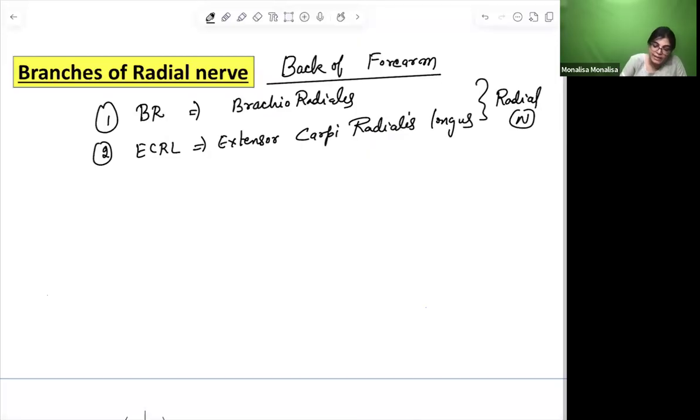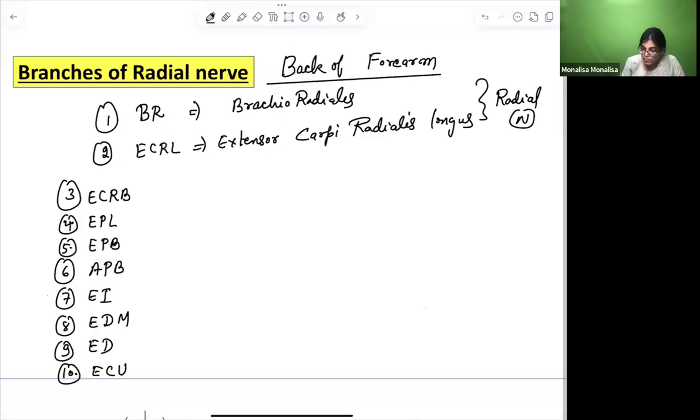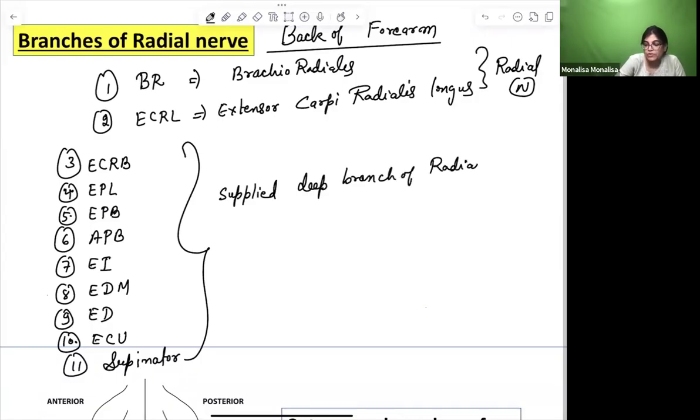Rest of all the muscles, what are the names? ECRB, extensor pollicis longus, extensor pollicis brevis, abductor pollicis longus, extensor indicis, extensor digiti minimi, extensor digitorum, extensor carpi ulnaris, supinator. All these muscles are supplied by the deep branch of the radial nerve.